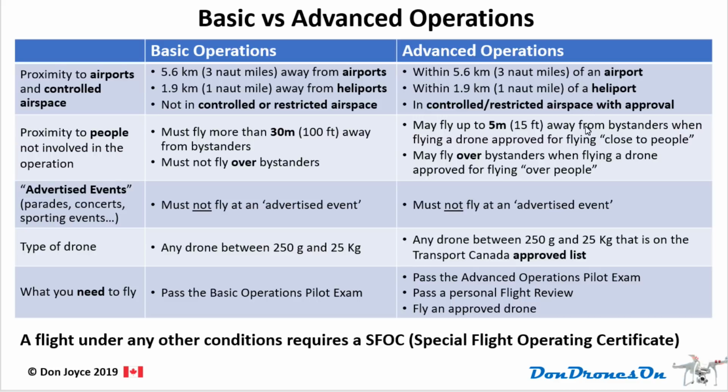In addition, again, if you have the right drone, this is the tricky part. If you have the right drone, you can fly basically right up to people, which is called flying close to people, within 5 meters. You can also fly right over people, and by people here I refer to bystanders, as I did in the previous video. Advertised events you are still not allowed to fly at, even with your Advanced Operations certificate. And you can fly any drone, but in order to perform these operations up here, you need to be on the Transport Canada approved list, and we'll take a look at that in a few minutes.